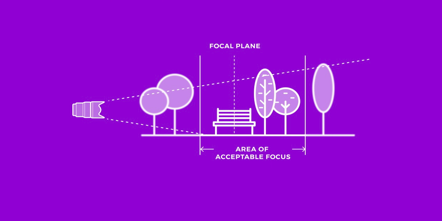The focal plane is the location within the area of acceptable focus, or your depth of field, where the focus is the most precise or the most sharp. Objects slightly closer or slightly farther away from the focal plane may still be in focus, but they won't be as sharp as the areas that are on the focal plane.